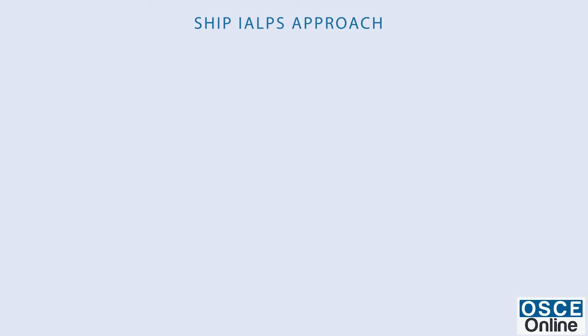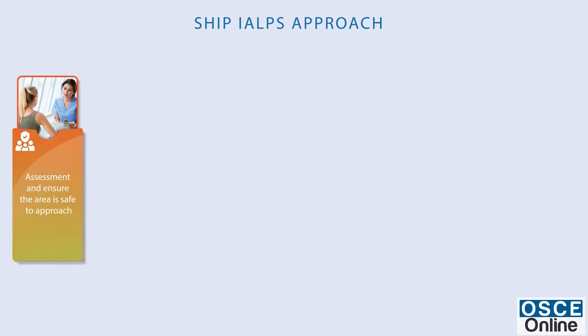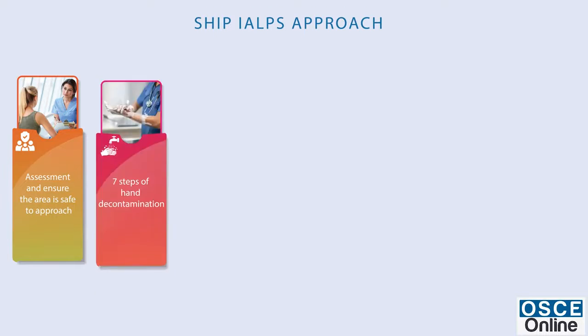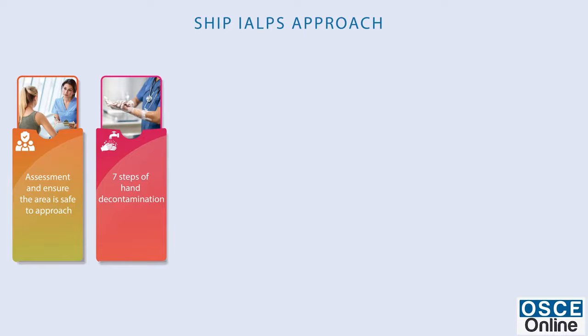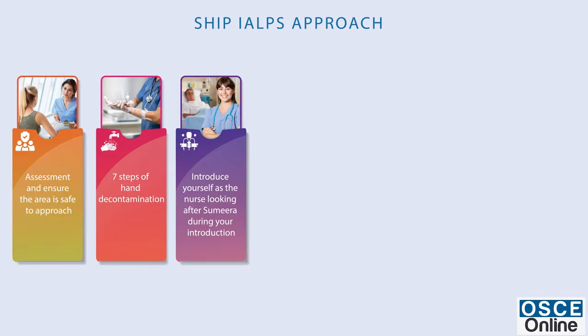Meeting the patient: SHIP ALPs approach. Approaching the patient, you must use the same process as in assessment and ensure the area is safe to approach, checking for cables, obstacles, and spillages. Infection control should be observed, so 7 steps of hand decontamination must be performed before approaching the patient.